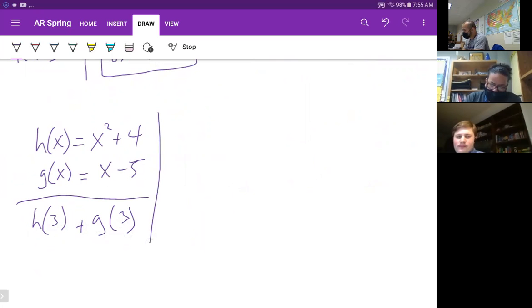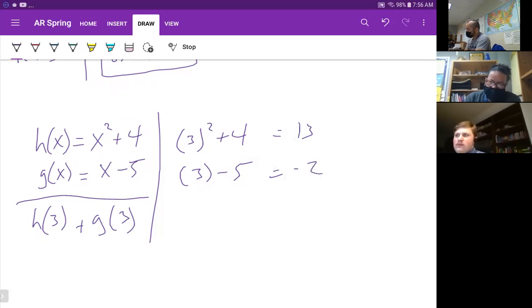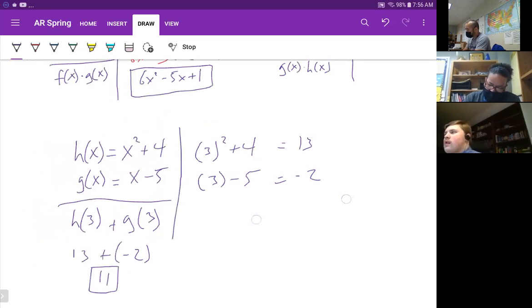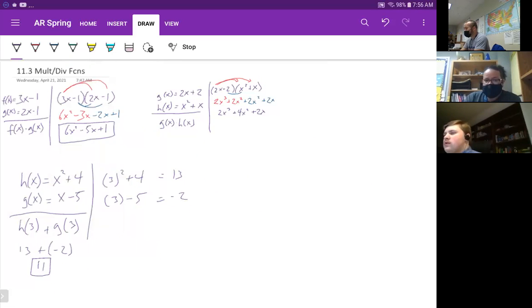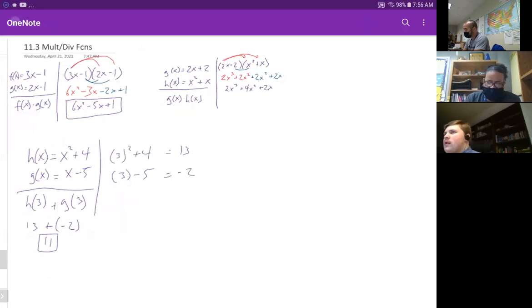So this one will be 3 squared plus 4. And this one will be 3 minus 5. So that's going to be 3 squared is 9 plus 4 is 13. This is negative 2. So it's going to be 13 plus negative 2, which is 11. So that's 11.4. Sorry, that's 11.3. 11.4 is factoring.